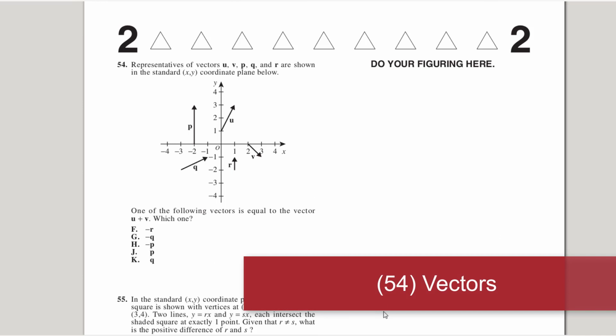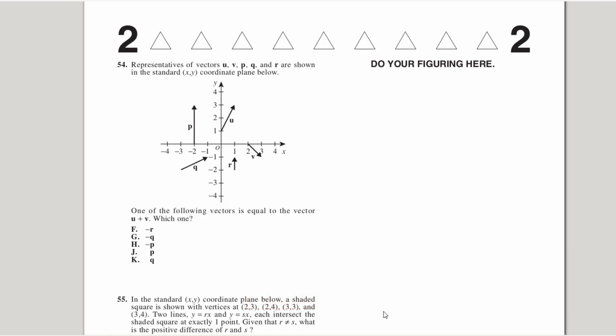Question 54 gives us representatives of vectors u, v, p, q, and r shown in the standard coordinate plane below. One of the following vectors is equal to the vector u plus v. Which one? So we're going to add together the vectors u plus v. And don't be concerned, don't be scared of a question about vectors. These are defined here.